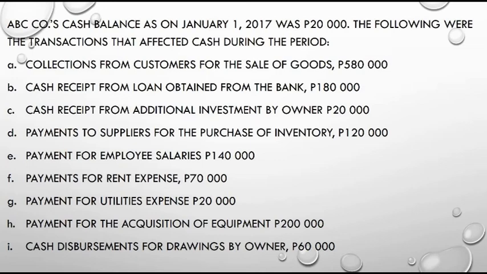Cash received from loan obtained from the bank. So, this is financing kasi loan from a bank. Cash received from additional investment by the owner. So, this is financing again kasi nagdagdag ng investment si owner. Payment to suppliers for the purchase of inventory. So, this is operating. Payment for employee salaries, operating pa rin. Payment for rent expense, operating. For utilities expense, operating. Payment of acquisition of equipment. So, this is for investing. So, cash disbursement for drawings by the owner, that is financing.